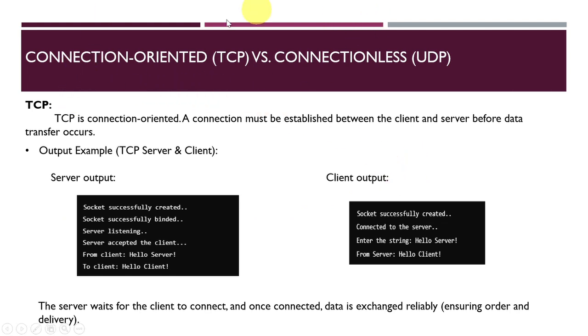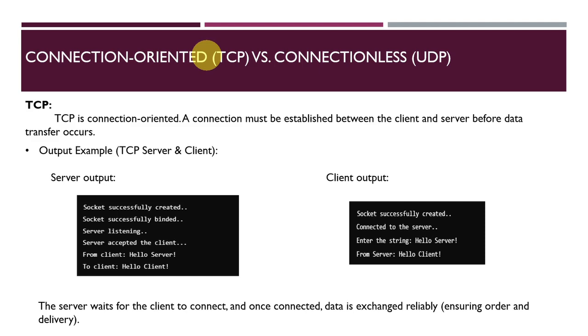Now see the basic difference between TCP and UDP code, and the difference between the output of the TCP program and the UDP program. As you know, TCP is connection oriented and UDP is connectionless. TCP is connection oriented: a connection must be established between the client and server before data transfer occurs.